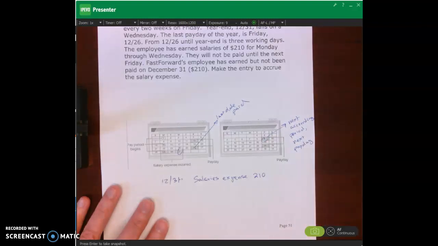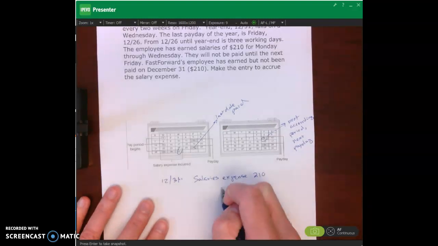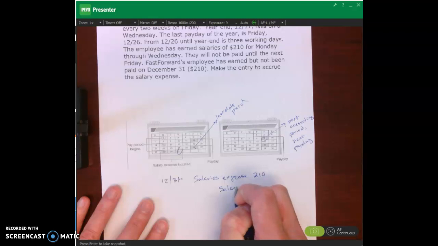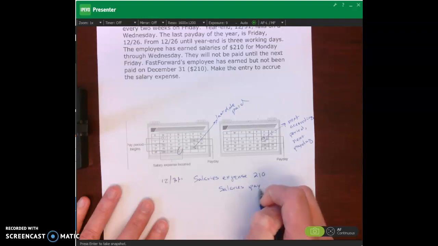So what do we credit? Well, we have a liability because we owe them money. They have worked, but we haven't paid them yet. When do we pay them? On the 9th. So we have a liability. So we have what we call salaries payable.